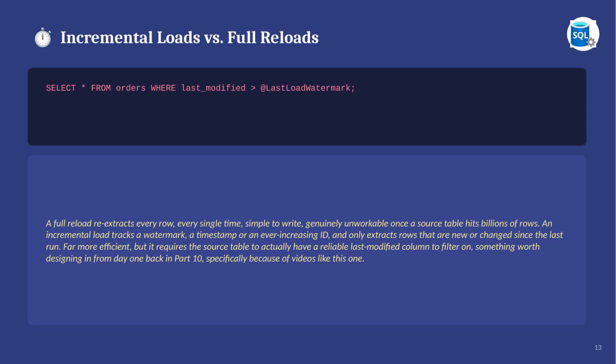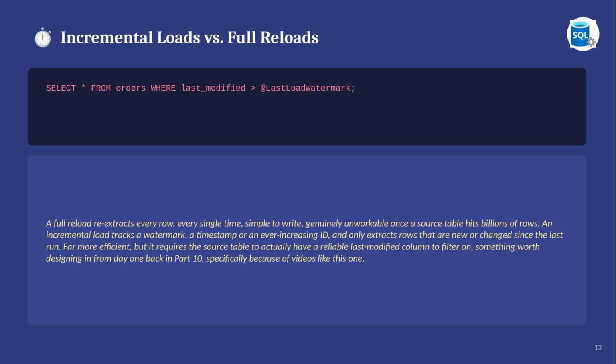Incremental loads versus full reloads. A full reload re-extracts every single row from the source, every single time it runs. Genuinely simple to write, but completely unworkable once a source table grows into the billions of rows. An incremental load tracks what's called a watermark, a timestamp or an ever-increasing ID, and only extracts rows that are new or changed since the previous run completed.